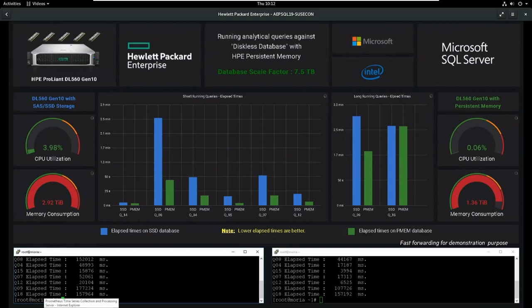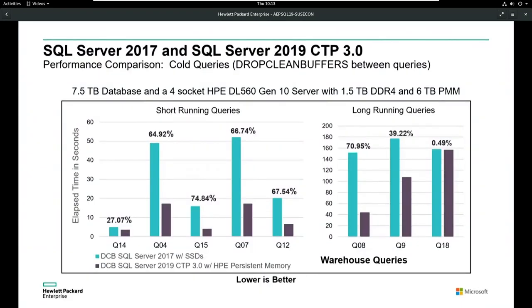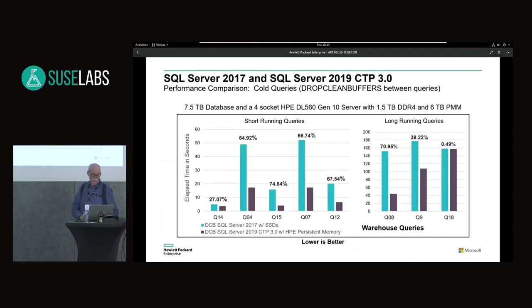There you go. So even with pre-production bits, you can see that the diskless server is either equivalent or better, pretty much across the board. And so you can see the differences more clearly here with percentages. So these query types are demonstrably either better or as good. And the next one.